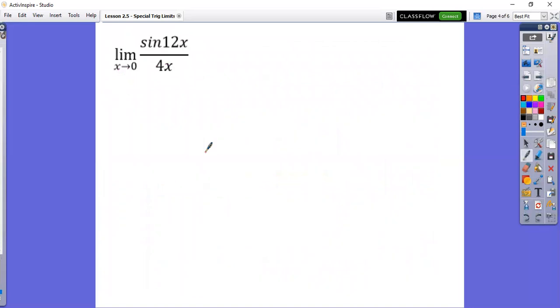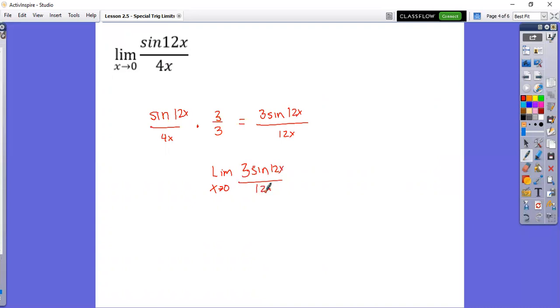So here's an example. I have sine of 12x over 4x. If I notice here, 12x, 4x, not the same thing. But what I could do is take sine of 12x over 4x and multiply it by 3 over 3, which again is legal to do because that's 1. So this is 3 sine 12x over 12x. Now, I have the same thing here as I do down there. So now I can say the limit as x approaches 0 of 3 sine 12x over 12x is the same as 3 times the limit as x approaches 0 of sine of 12x over 12x. Now that I have the same input here and here, I notice that this limit is just 1. So this is 3 times 1, which is just 3.